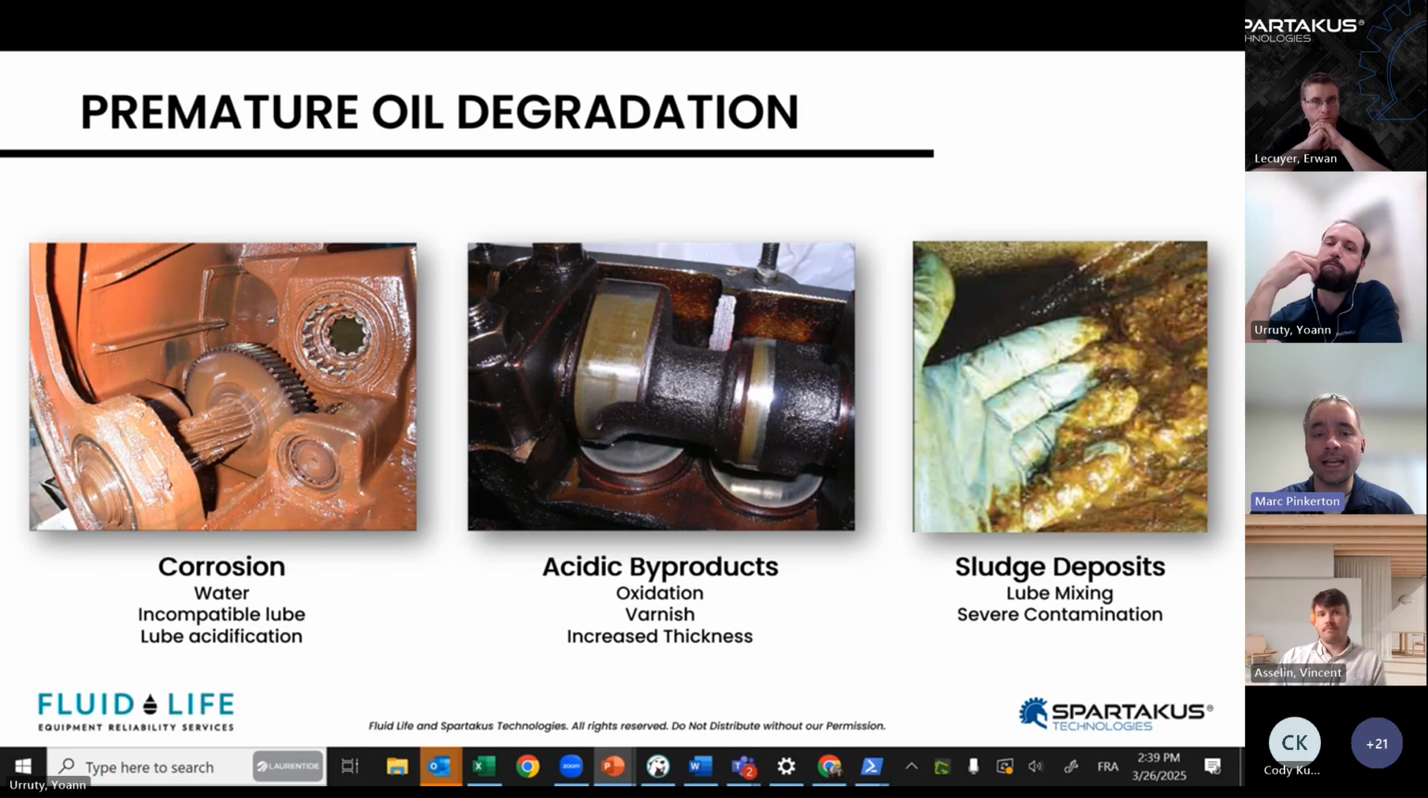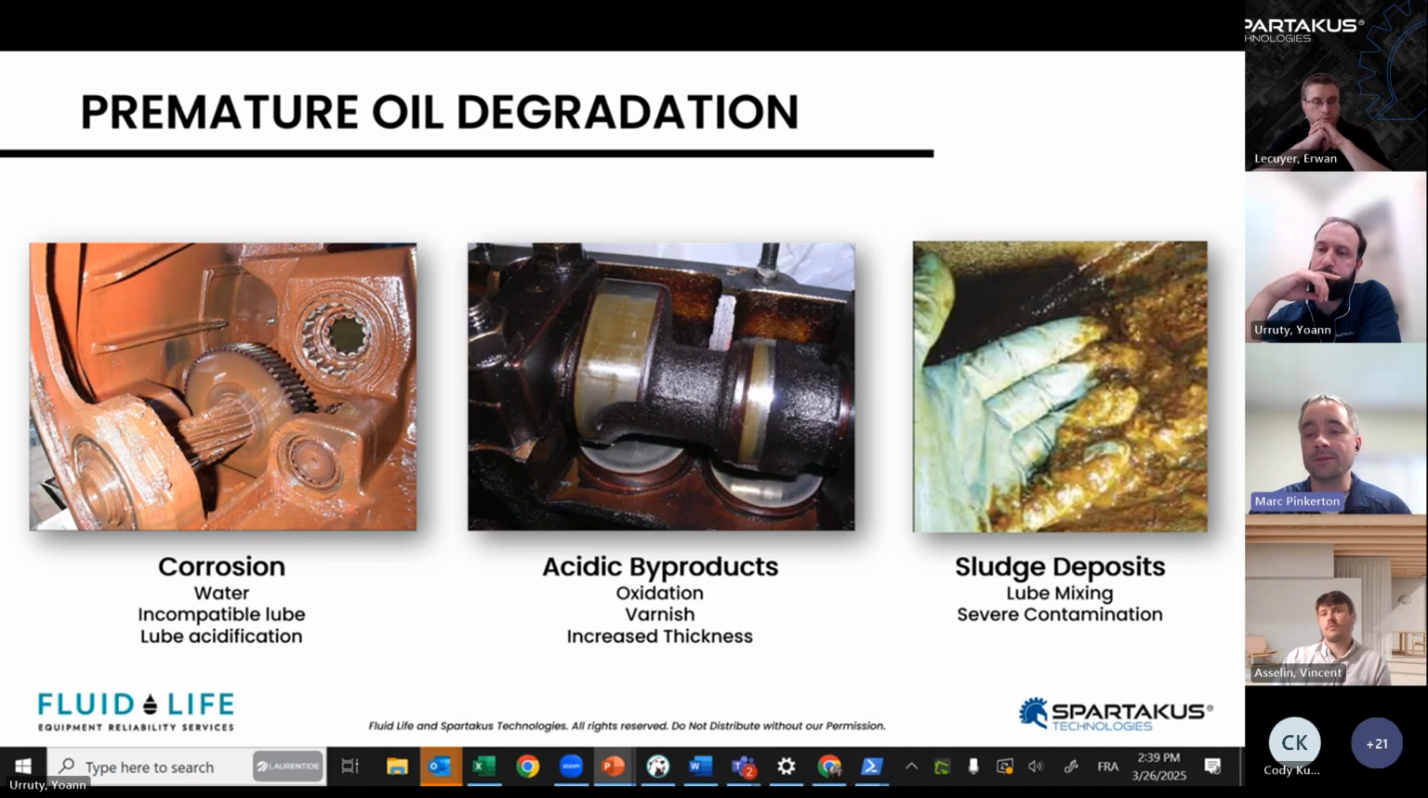Lube acidification and acidic byproducts. Those are the deposits that we're talking about. I used a camshaft here. It's obviously not a gearbox, but this is just an over-the-top visual of what I'm talking about in terms of deposits actually affecting the proper operation of your components.